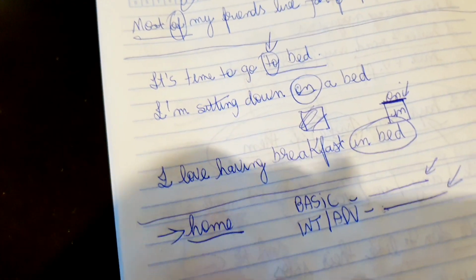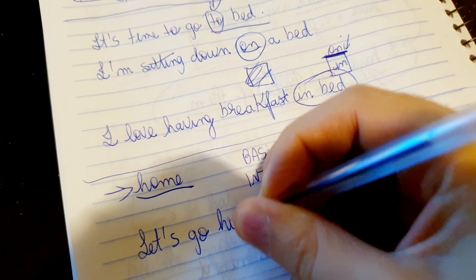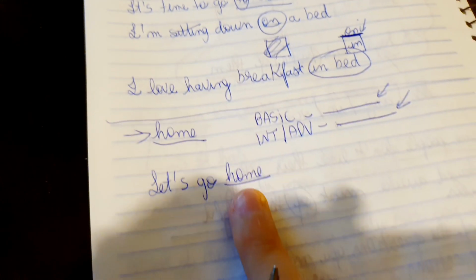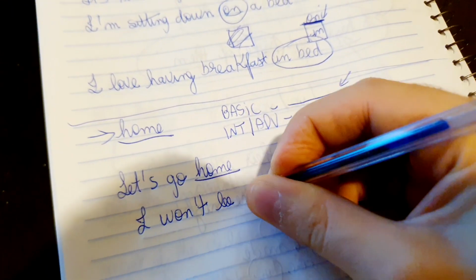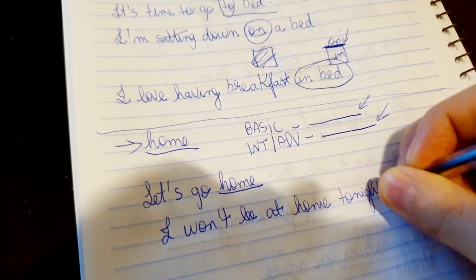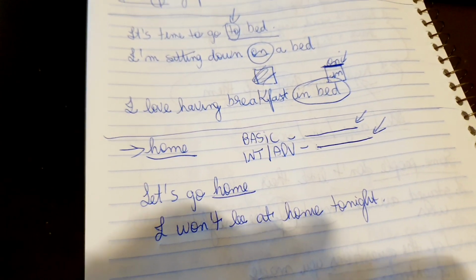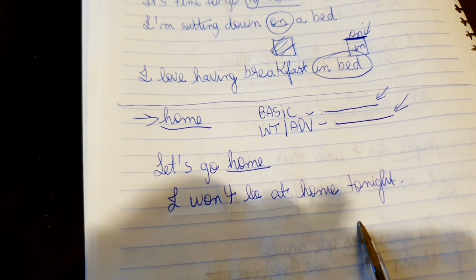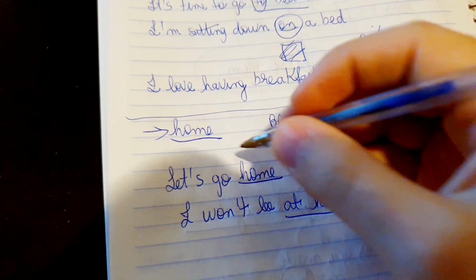So, home. When you say, let's go home, home means your house, right? I want to be at home tonight. I'm working overnight, so I will only be at home early in the morning. Be at home, let's go home.